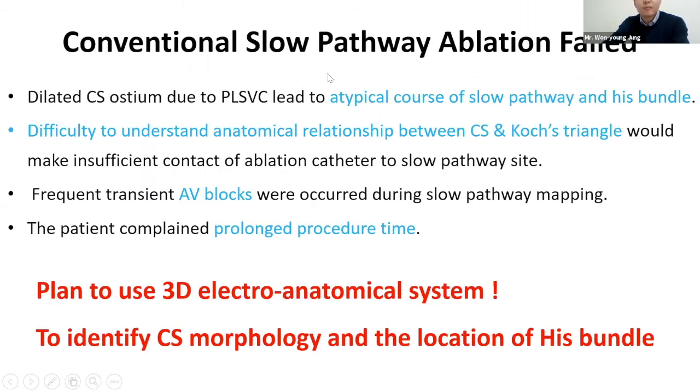So conventional slow pathway ablation failed because the dilated coronary sinus ostium due to persistent left SVC leads to an atypical course of the slow pathway and His bundle, and the difficulty of understanding the anatomical relationship between the coronary sinus and Koch's triangle would make insufficient contact of the ablation catheter to the slow pathway site. And frequent transient AV block occurred during slow pathway mapping. Lastly, the patient complained of the prolonged procedure time. So we planned to use a 3D electroanatomical system to identify coronary sinus morphology and the location of the His bundle for a safe procedure.